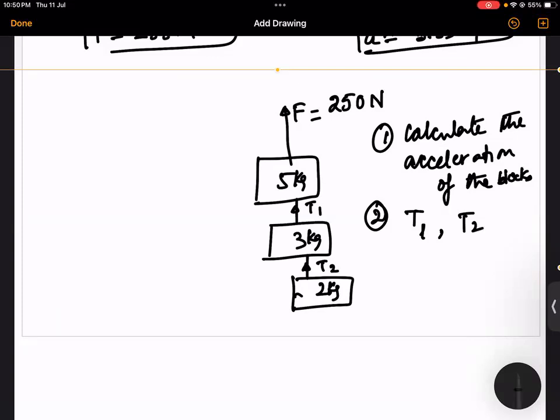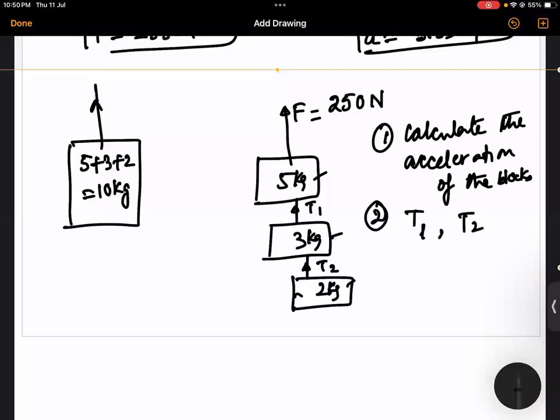See children, whenever this type of problems are given, I will take the entire bodies to be one mass, 5 kg, 3 kg, 2 kg. So this is equal to 5 plus 3 plus 2, that will be equal to 10 kg, right? As if a 10 kg mass is applied a force. In the downward direction, how much is the mg acting? 10 into g, and I have told you to take g as 10 meter per second square.